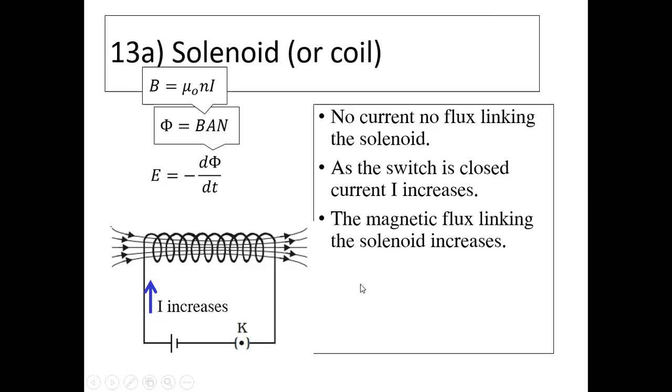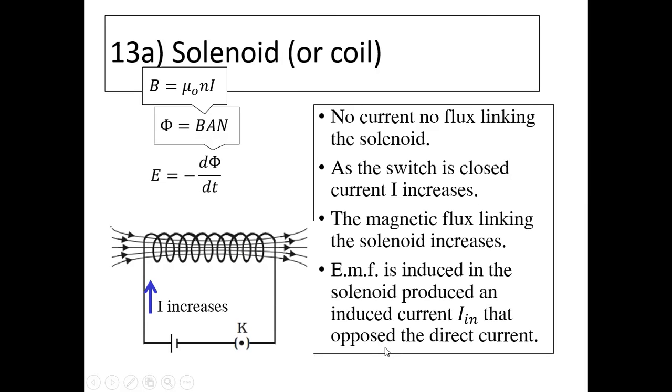And then remember, the current flow in a conductor, there's going to be field around the conductor. So as the current increases, the field increases. So current increases, field increases, flux linkage also increases, right? The B increases. So flux linkage increases, it changes with time. So you have an induced EMF. EMF is induced in a solenoid.